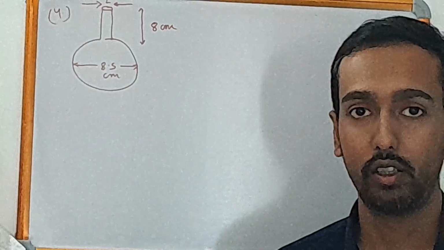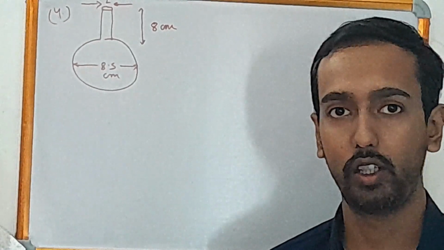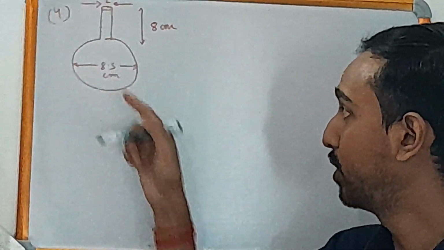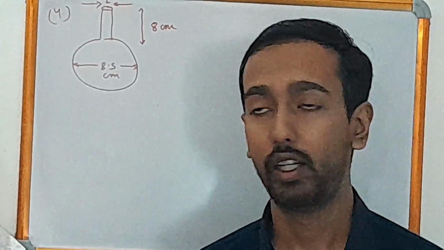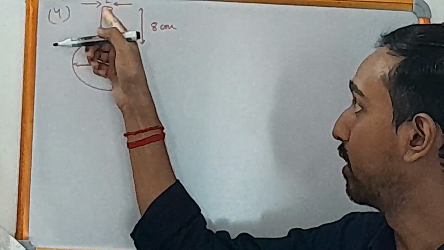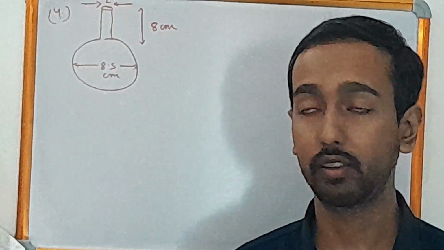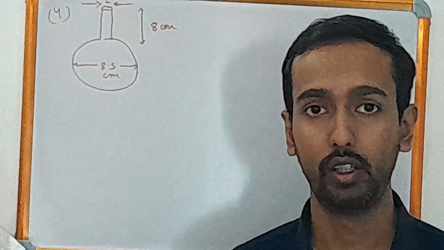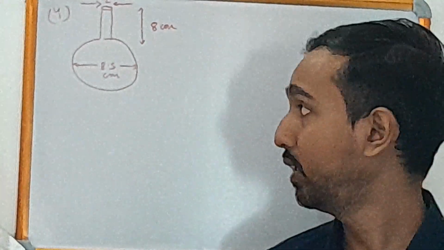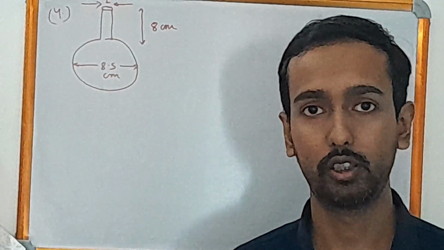So this is another question which is based on the concept of combinational solid. We see that this is a spherical vessel which has a diameter of 8.5 centimeter, and it has a cylindrical neck whose height is 8 centimeter, and the diameter of the base of the cylinder is 2 centimeter. So we need to find the amount of liquid or water which will be held by this spherical vessel.